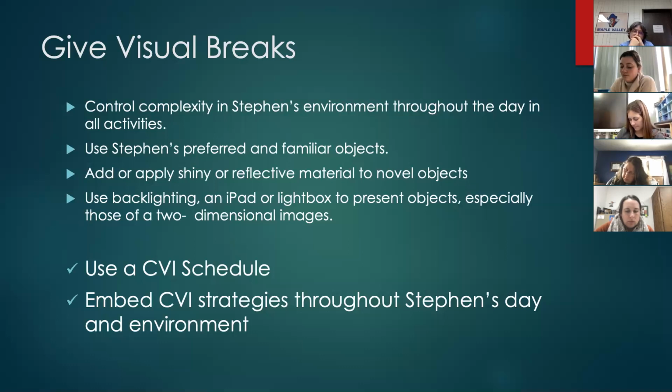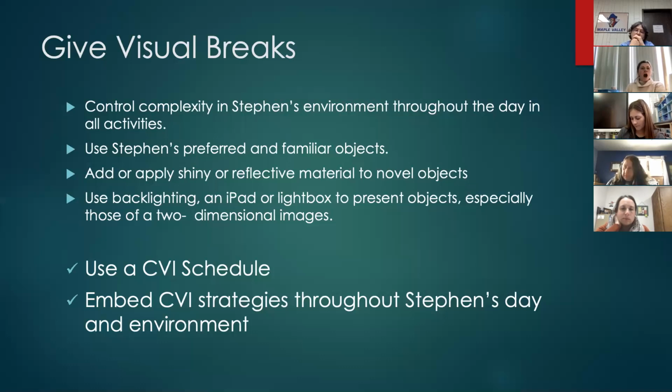And then use backlighting, an iPad or light box to present objects, especially those of a two-dimensional image. Two-dimensional images are just much more difficult for a child with CVI to process. We talked about using a CVI schedule, which is just a daily schedule, like many of you are probably already using in your days, but with a little bit more in mind of giving those visual breaks and recognizing when fatigue is taking place.